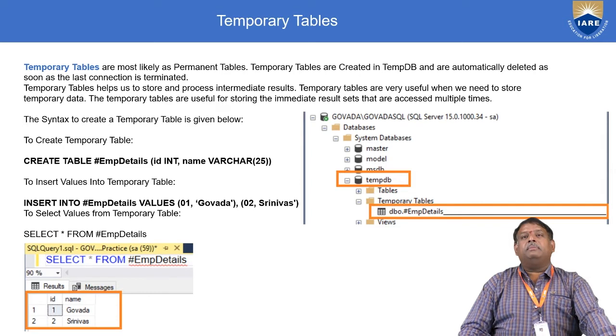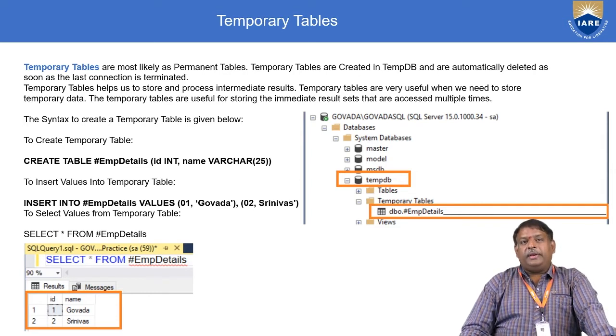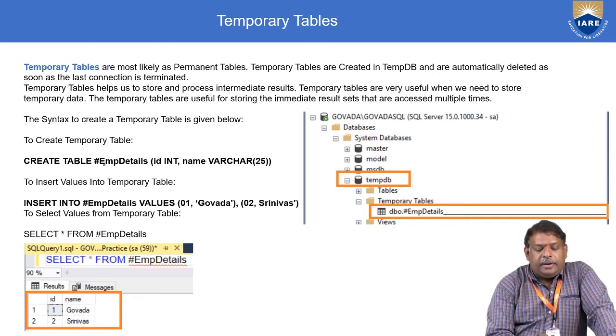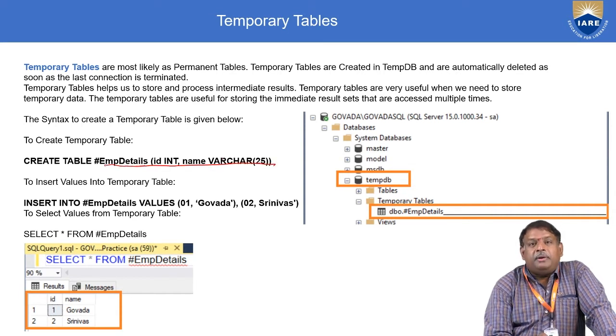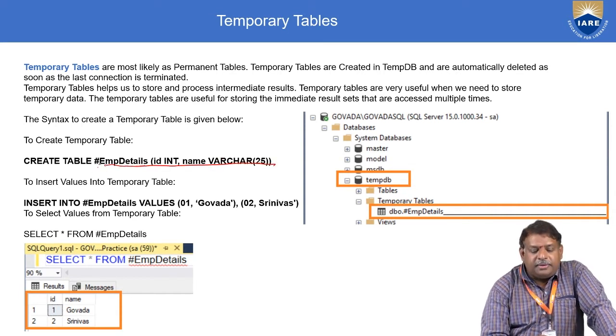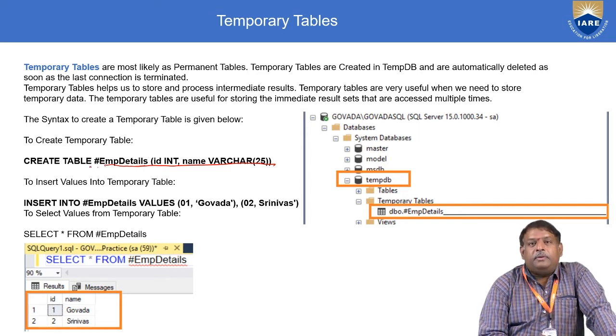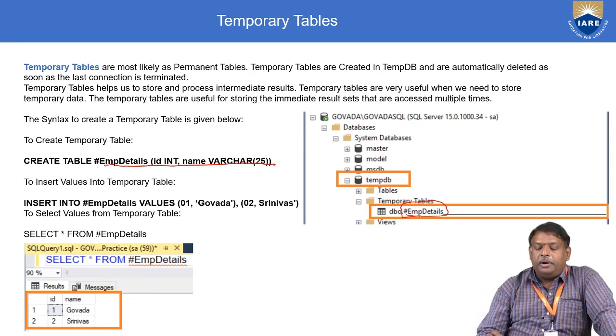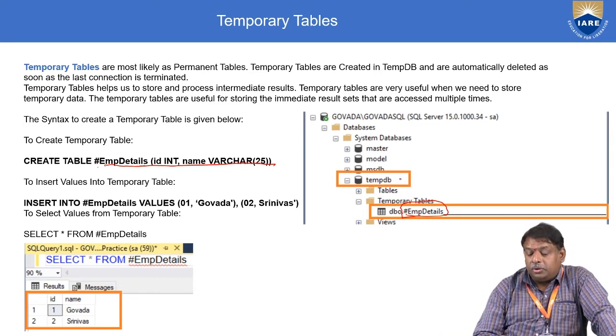The syntax to create a temporary table is given below. To create a temporary table, use create table and the table name. This is the regular way to create a table, but you have to prefix the name with a hash. Hash means temporary. When you say create table #EMP with ID and details, having two columns, automatically the table is created. You see here, the hash table is created. It's a temporary table, found in the temp database, not in a user database.